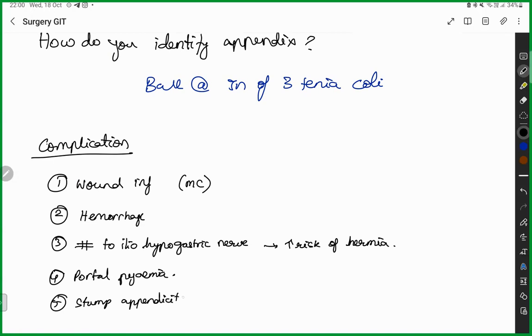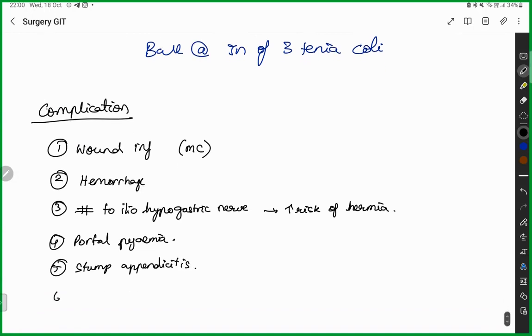Okay, then what you have? Stump appendicitis. And number 6 you're going to have is your adhesive intestinal obstruction. Adhesive intestinal obstruction is going to be the most common long-term complication.